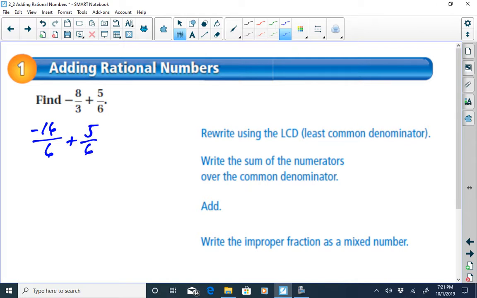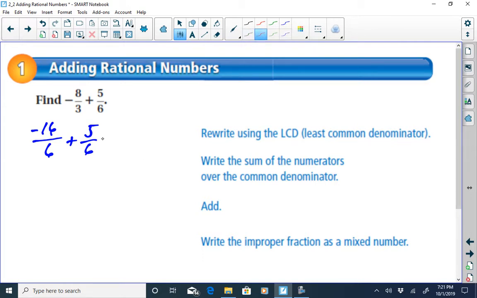Just a little mental math. 3 times 2 is 6, 8 times 2 is 16. So we're saying negative 8/3 is the same as negative 16 over 6. We simply made an equivalent fraction by multiplying the numerator and the denominator by the same non-zero number. The 5/6 doesn't change, but now we've rewritten our fractions using a common denominator.